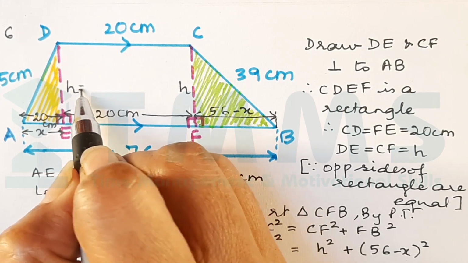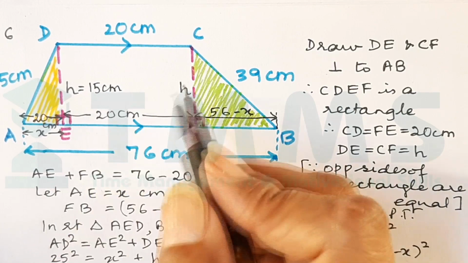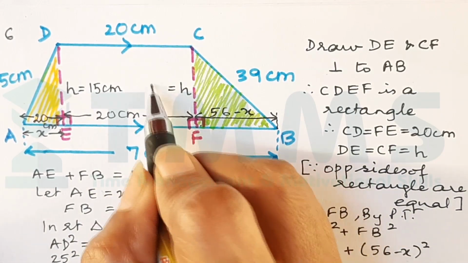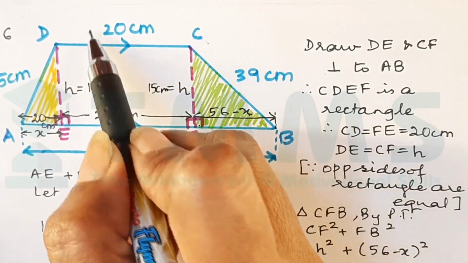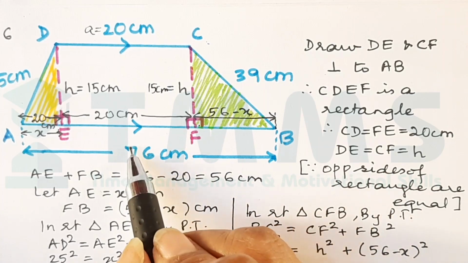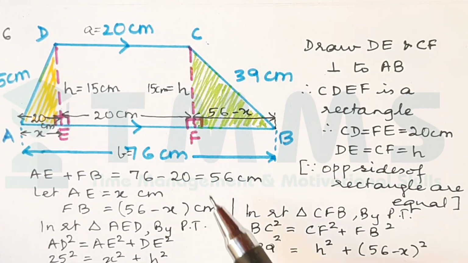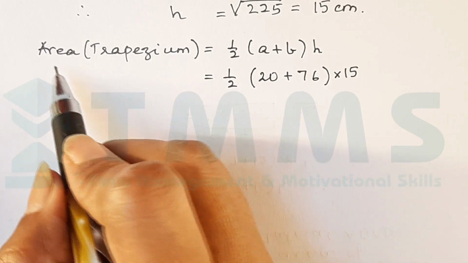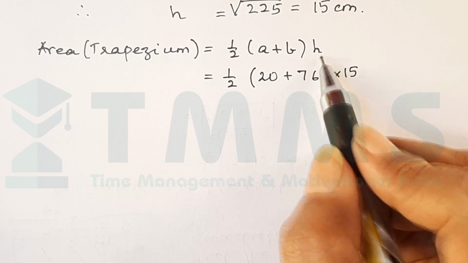So now we are going to keep h equal to 15 centimeters. This h also is going to be 15 centimeter. And so we are going to use the formula. This is your small a. This is your small b. So the value of a and b, that is the parallel sides, we know. We know the height and directly we can use our formula. We write our formula. Area of trapezium is half a plus b into h.